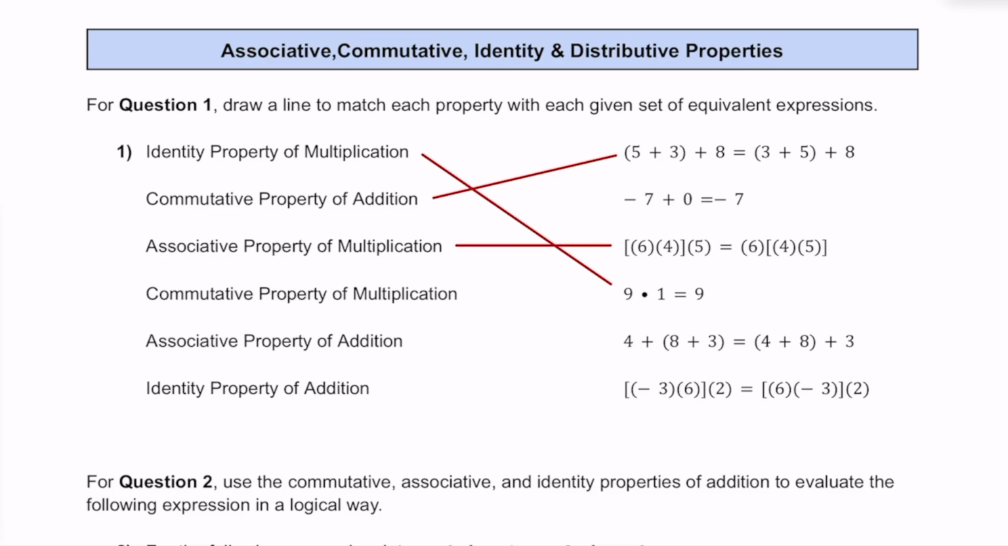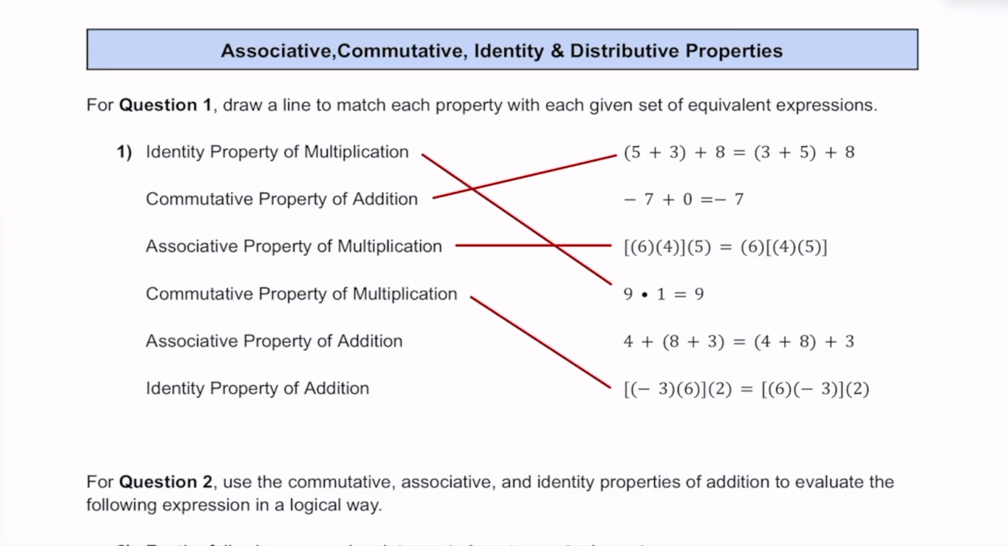The next one, we have the commutative property of multiplication. Commutative means we're changing the order, and multiplying means we are multiplying. So let's see where we change the order there. Looks like down here in this bracket we have -3 times 6, but then here we have 6 times -3. So the only thing that changed here is the order of that multiplication. So we go ahead and connect those.